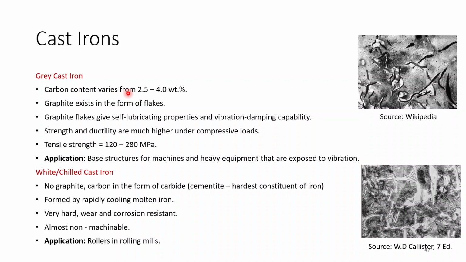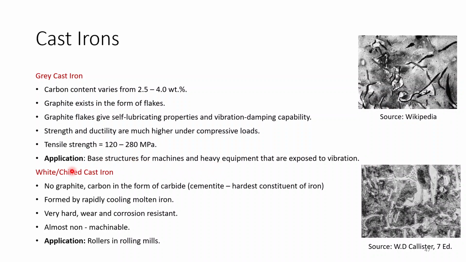Graphite exists in the form of flecks, and these flecks give self-lubricating properties and vibration damping capacity. The strength and ductility are much higher under compressive loads. Tensile strength is between 120 to 280 MPa. Applications are base structures for machines and heavy equipment that are to be exposed to vibration.